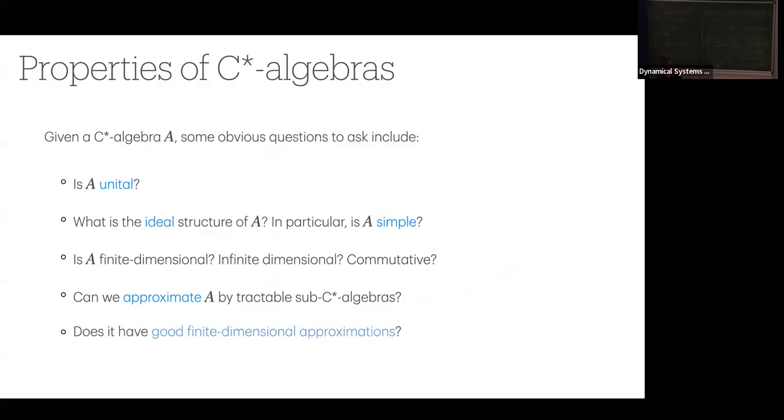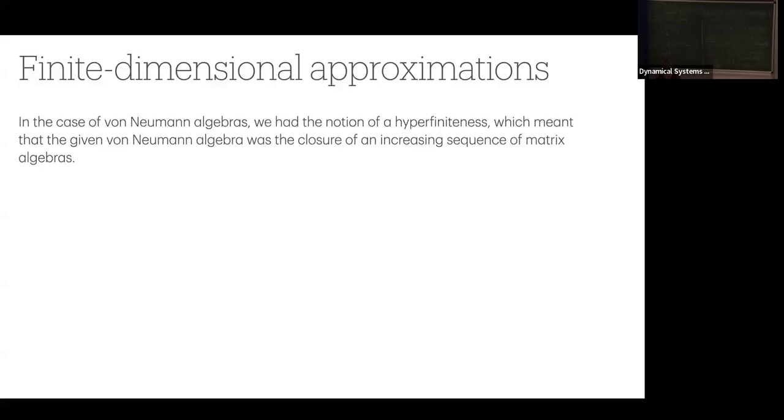And another question, which is really somehow in the spirit of something like amenability, which we'll hear a lot about, is does it have good finite dimensional approximations? This is a bit of a vague statement. Let's look into that a little bit more. What could I possibly mean by finite dimensional approximations?